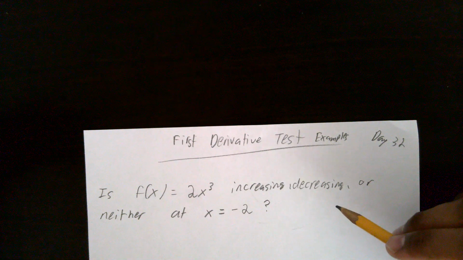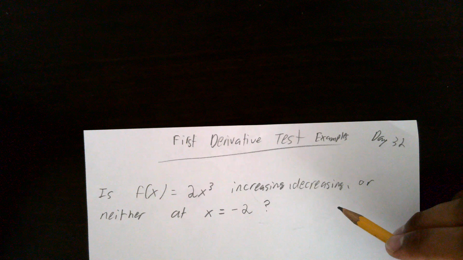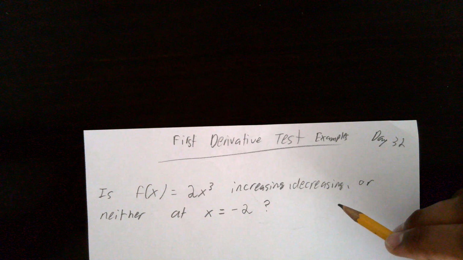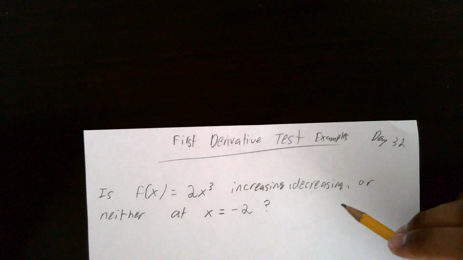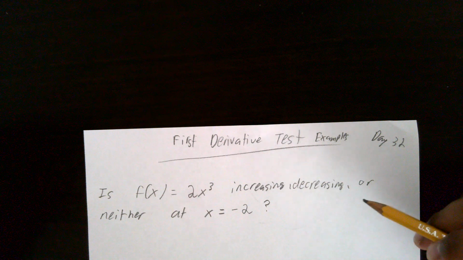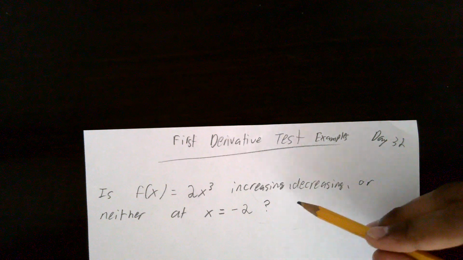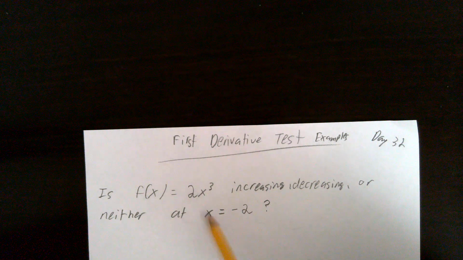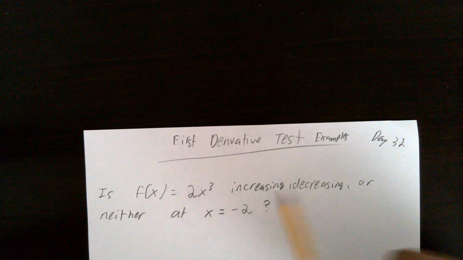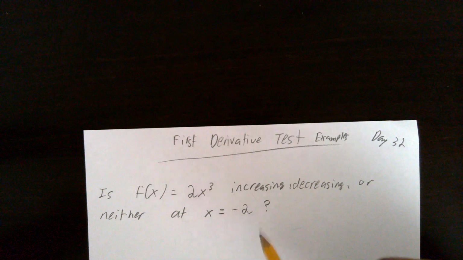Remember, the way you do that is that you take the derivative of the function, and then you simply plug in for your x value, and if you happen to get a positive answer, it's increasing. If you get a negative answer, it's decreasing, and if you get 0, it's neither increasing nor decreasing. So, let's try out our first practice problem. Is f of x equals 2x cubed increasing, decreasing, or neither at x equals negative 2?